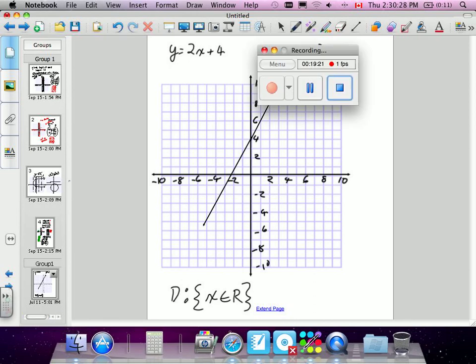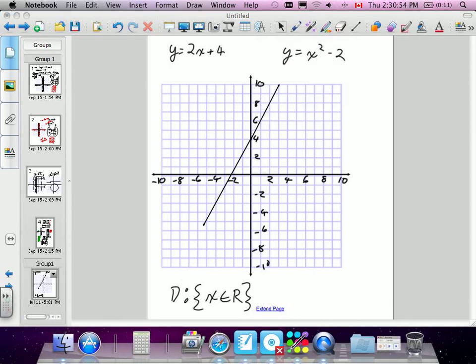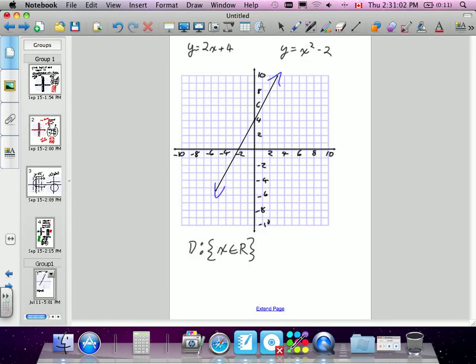Now, same idea with the range. Because this is a line and it goes up and down forever, the exact same thing is going to happen with our range. Our range is going to be R. And then we have y is the element of all real numbers. And that's for the first one. Okay? That's for our line.